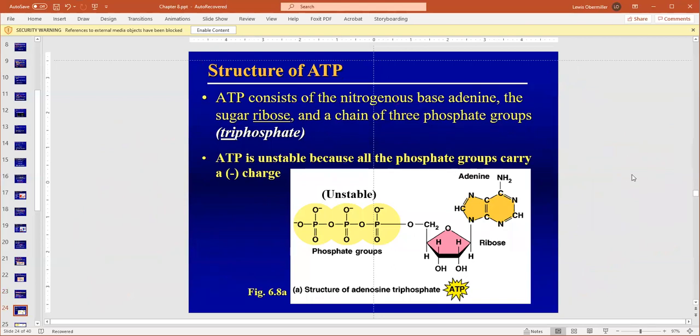All right, so I kind of drew this out. I guess I didn't really have to. So here's the base, and we talked about the sugar ribose here, and remember that we number the carbons 1, 2, 3, 4, and 5. In DNA, we wouldn't have this here, but it's RNA, so this is ATP. And then we talked about the 3 phosphate groups having negative charges and making it unstable.